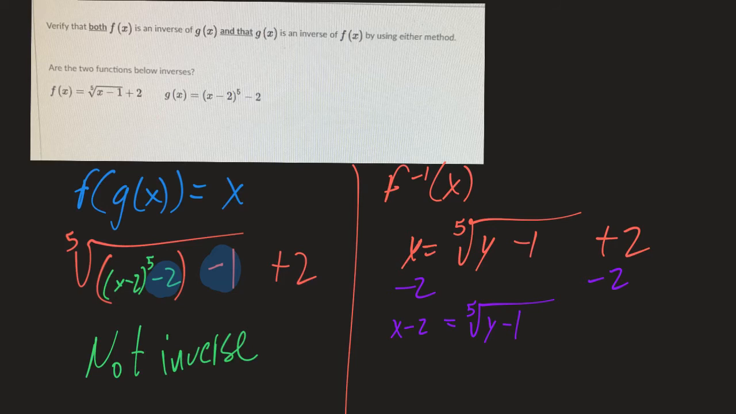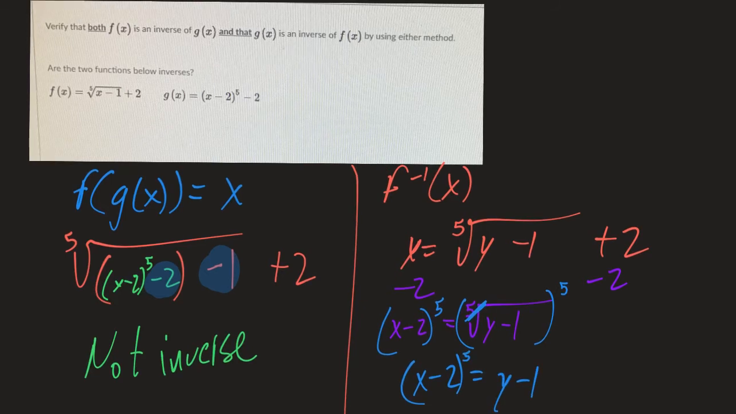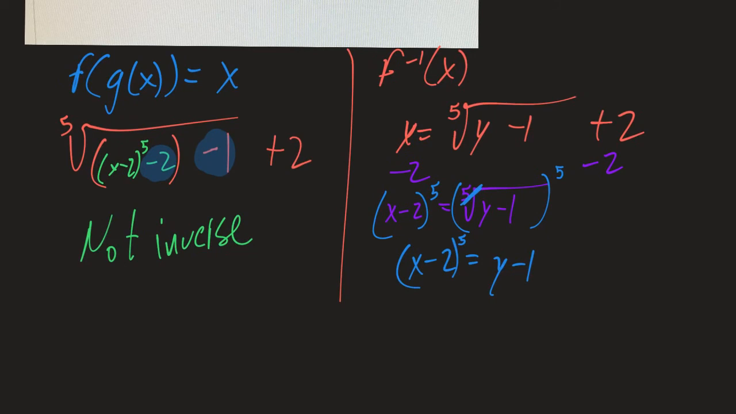Let's raise both sides to the 5th. This might be something you've forgotten, but we use that fifth power to cancel out the fifth root. So x minus 2 to the fifth equals y minus 1. Again, we see that fifth power. And we're going to add 1 to both sides. So here's my final result: (x minus 2) to the fifth plus 1 is y.